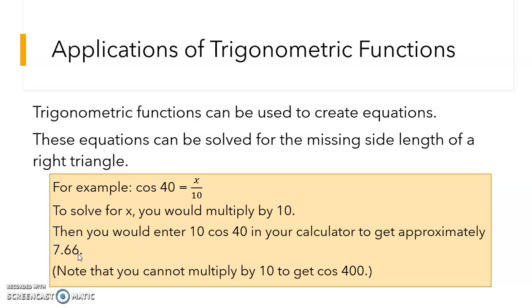Now, please notice, when I multiply by 10, it goes outside of the cosine because the cosine is happening on an angle. This can't be separated. I cannot divide by cosine. I can divide by cosine of 40 though. But the cosine and the 40 are basically like stuck together. You cannot separate them. Anything you do has to happen outside of that function. So let's take a look at some examples to see if I can clarify that a bit more for you.